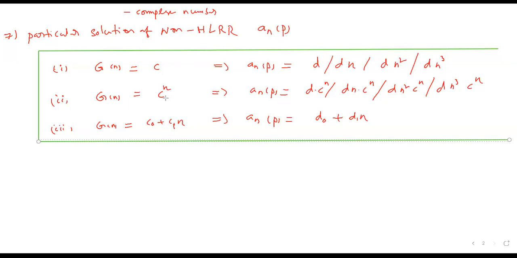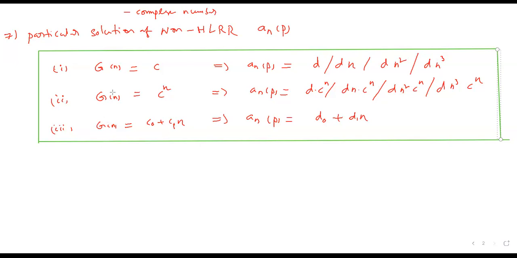Suppose second case, Gn equals c power n. Then you can take an of p equals D into c power n, if D into c power n satisfies the given recurrence relation. Otherwise, you can take D into n into c power n. If it satisfies, okay. Otherwise, D into n square into c power n. Similarly, you can write the third case.